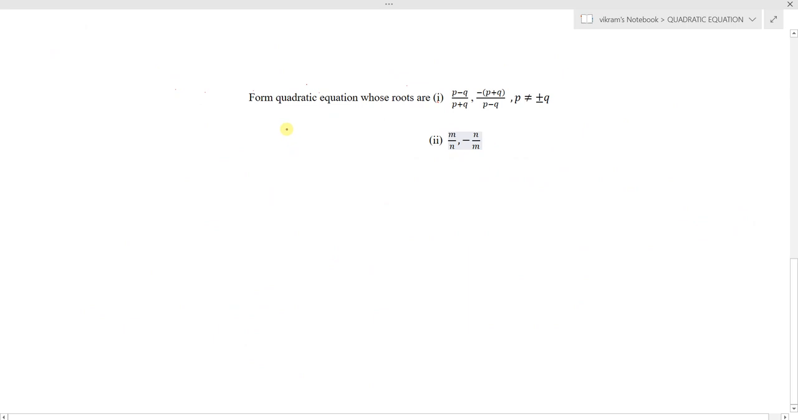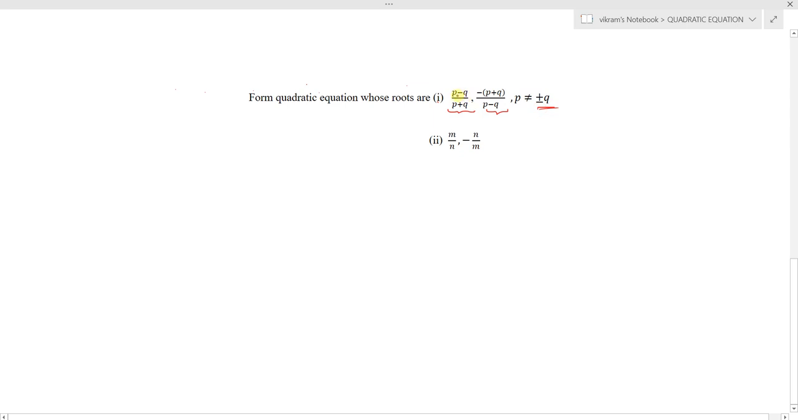Now consider the question. Form a quadratic equation whose roots are, the first one is given as p minus q by p plus q, and minus of p plus q by p minus q is the other root. Okay, he has given that p not equals plus or minus q. If p equals plus or minus q, the denominator becomes 0 and it does not exist. That's why he has given the condition.